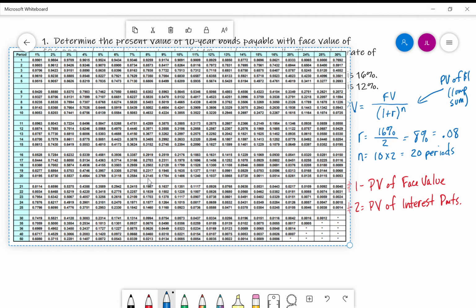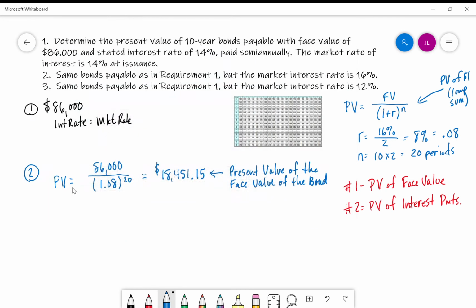If we multiply that 0.2145 by the 86,000, which is the future value or face value of those bonds, we'll get $18,447. We have a difference here because of a rounding error. Whenever we use a table, we will see a rounding error. So that's 0.2145. I'm going to close this, delete this table, 0.2145.